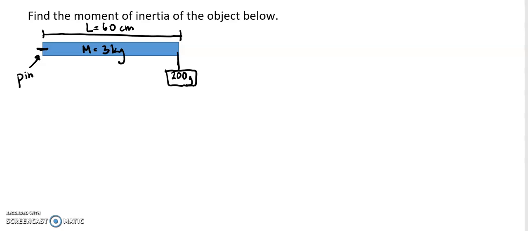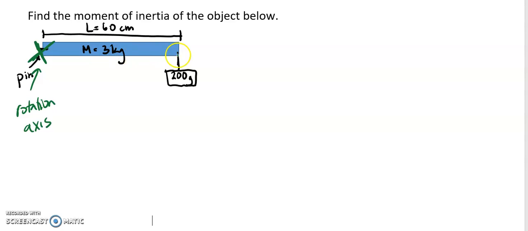So the first thing I always look at when I'm trying to find the moment of inertia is I label really clearly what the rotation axis is. So we have a pin, and this object, let's just say it's hanging in the air. There's a horizontal rod, and attached to it is a 200-gram mass. So I'm going to label this right here as my rotation axis. So that's where everything would want to rotate about.